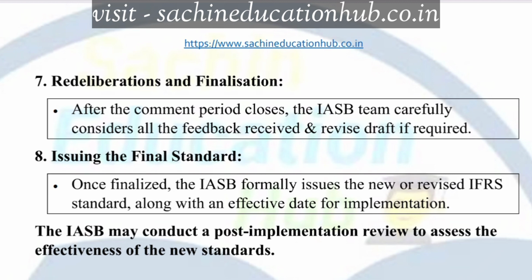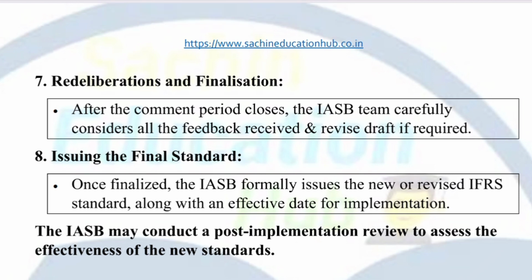Redeliberation and finalization is just about reviewing the comments, and if there is a negative comment, then changing that exposure draft as soon as possible. But after that, once positive feedback has been received about the exposure draft, then the final thing is issuing the final standard. Because now the standard is done, everyone is ready to accept the standard.